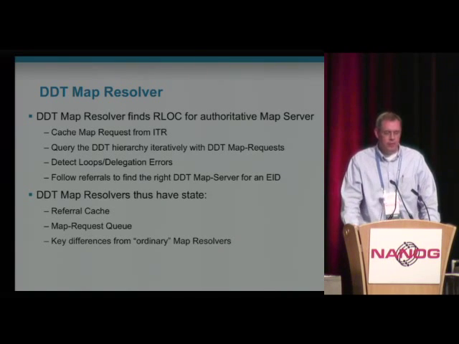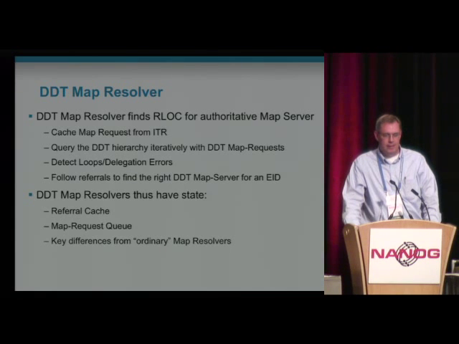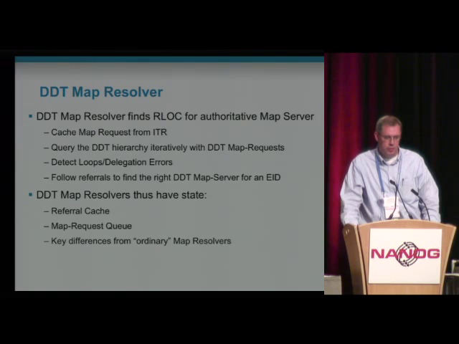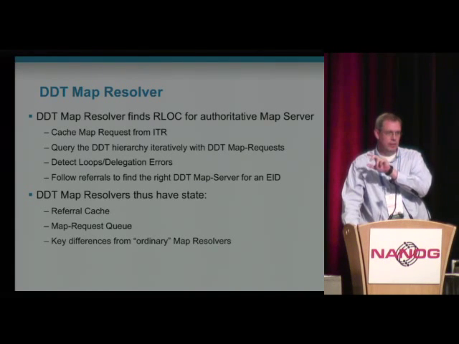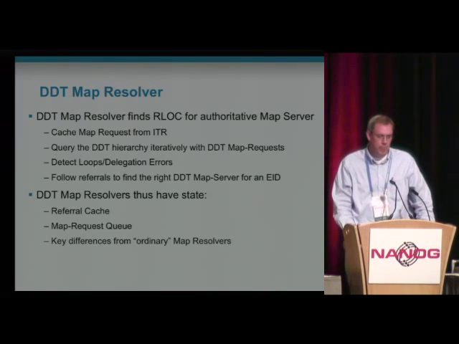So the resolver, this is more like a recursive resolver in DNS land. It would do the work of actually hitting each of the nodes. And we'll go through a diagram that shows this, which makes it a little more clear. Some of the jobs of the resolver are it caches requests from ITRs. Remember, those are the routers sitting at the site that's trying to make the queries out, trying to find where to send traffic.